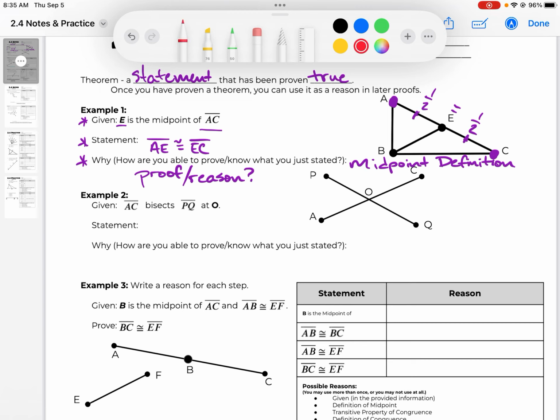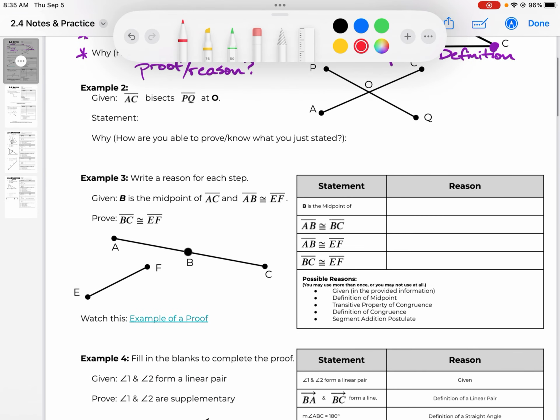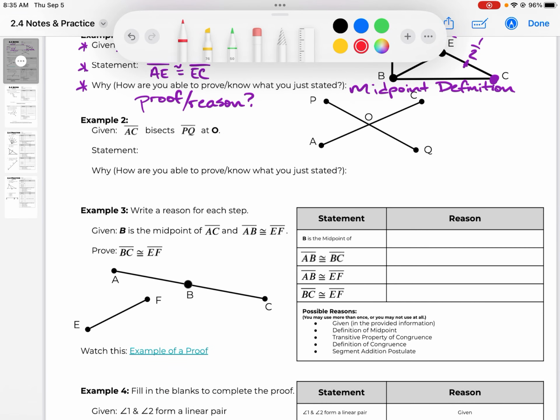All right, moving on now to example 2. It says that segment AC bisects segment PQ at point O. Bisect is a very important word, just like midpoint. It is an angle divided into two equal angles, or a segment divided into two equal segments. All right, so a bisector. The important thing to remember there is two.